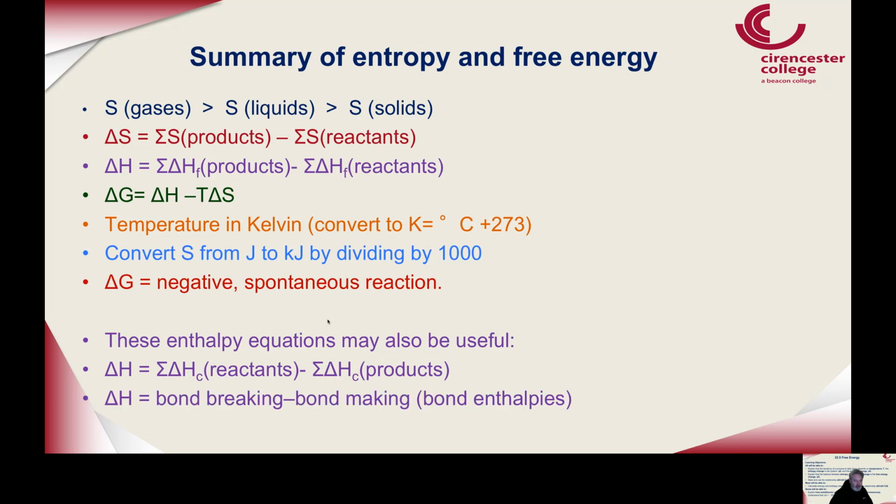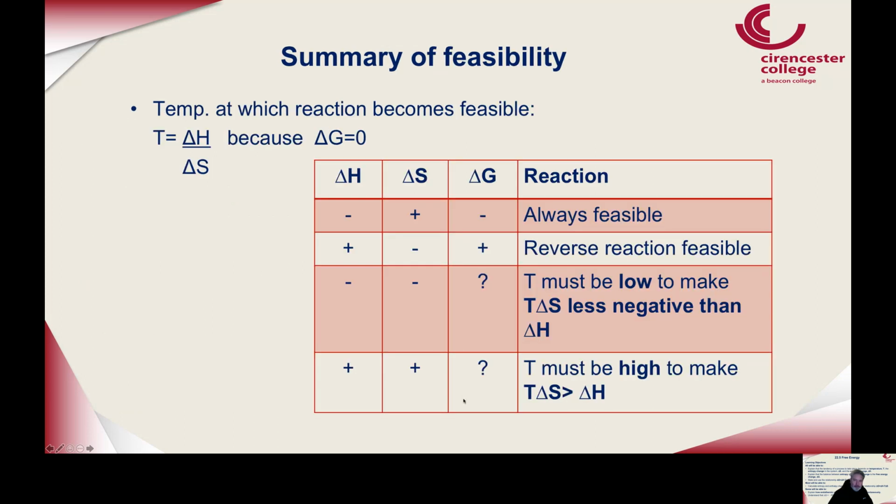Also, you get the same equation if you're breaking bonds, so if you've got bond energies of the products and reactants. It's the bond breaking minus bond making. So it's the bond energy of the reactants minus the bond energy of the products, or bond enthalpies.